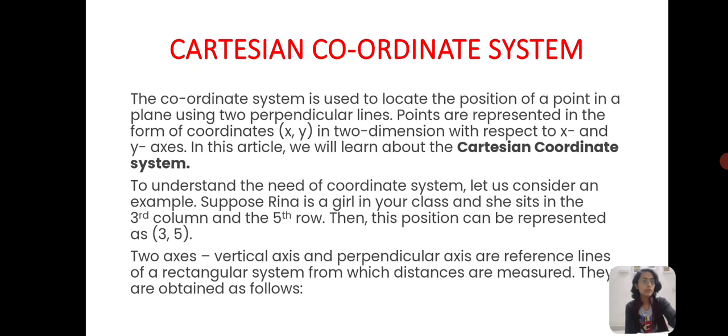To understand the need of a coordinate system, let us consider an example. Suppose Reena is a girl in your class and she sits in the third column and the fifth row. Then this position can be represented as (3, 5). Two axes, the horizontal axis and the vertical axis, are reference lines of a rectangular system from which distances are measured. They are obtained as follows.